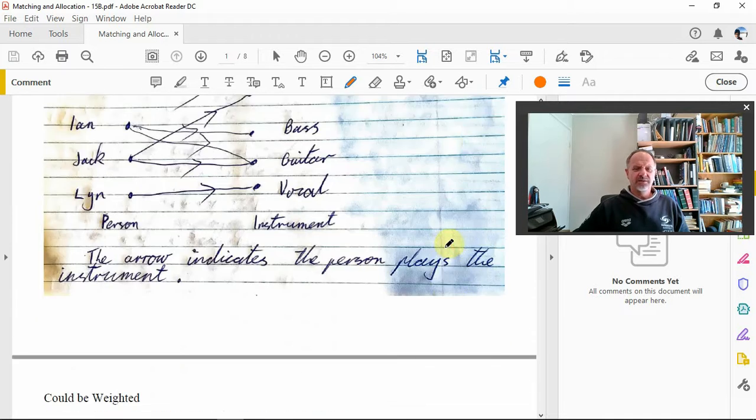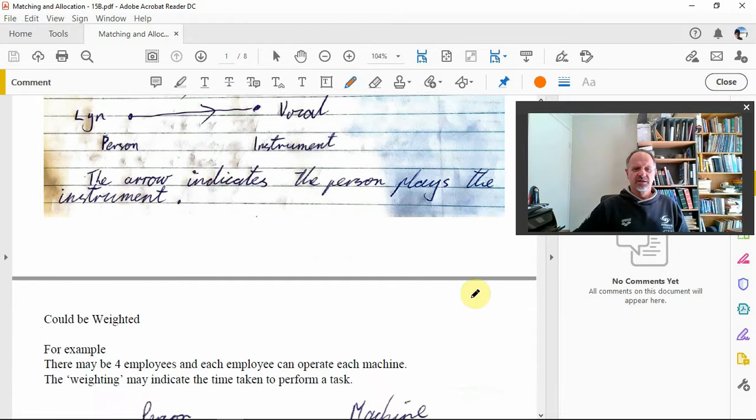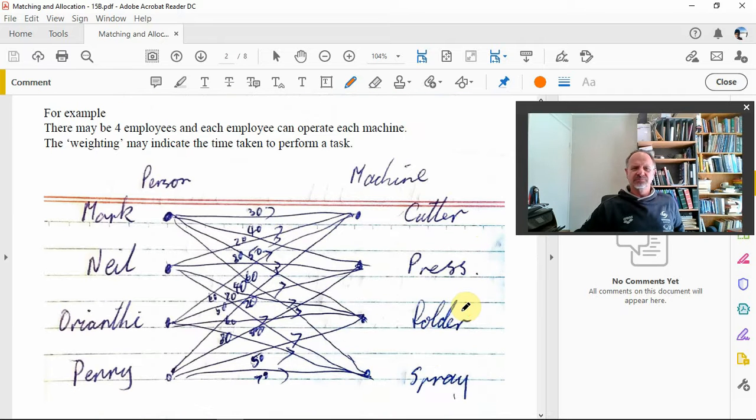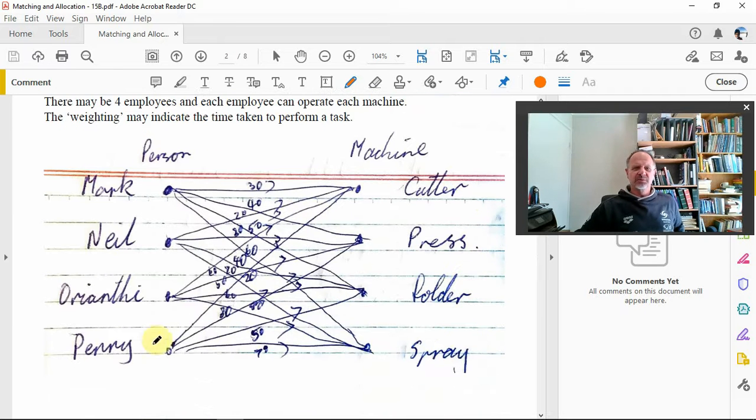The next thing could be weighted, so you could have numbers on these. For example, there might be 4 employees, each employee can operate each machine, and the weighting indicates the time taken to perform the task. So here's some people and machines: Mark, Neil, Aranthe and Penny, and the machines are cutter, press, folder, spray. It looks like all of these 4 people can operate the machines, but the weighting indicates the time.